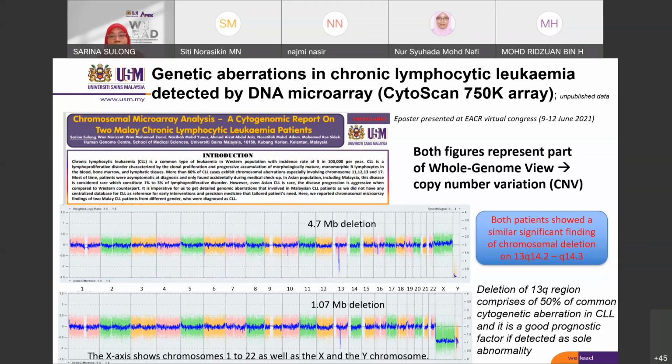Also, both of these figures represent part of the whole genome view for copy number variation analysis. This female patient had a 4.7 megabase deletion on chromosome 13q14, while this male patient had a 1.07 megabase deletion at the same region. It has been reported that deletion of chromosome 13q comprises 50% of common cytogenetic aberrations in CLL, and it is a good prognostic factor if detected as a sole abnormality.